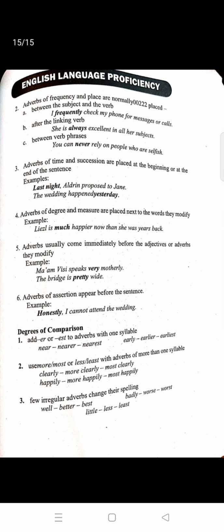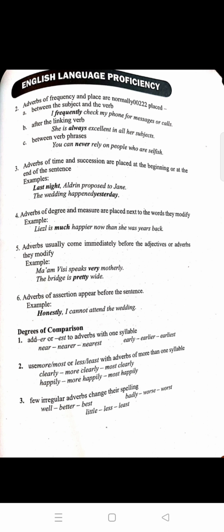Between verb phrases. So you can never rely on people who are selfish. So adverbs of frequency can be positioned in three places: between the subject and the verb, after the linking verb, and between verb phrases. And we have the adverbs of time and succession, which are placed at the beginning or at the end of the sentence.